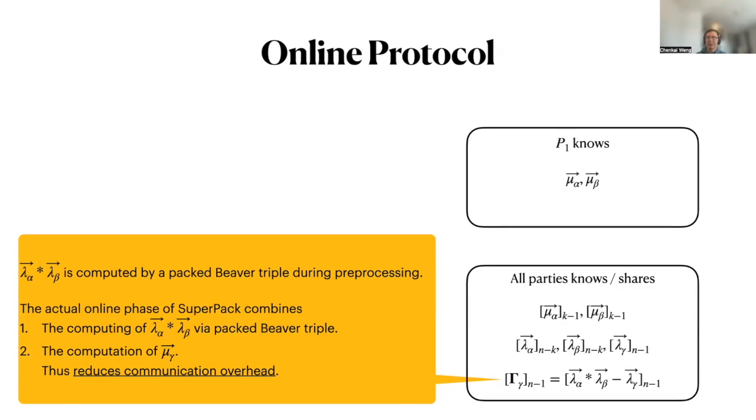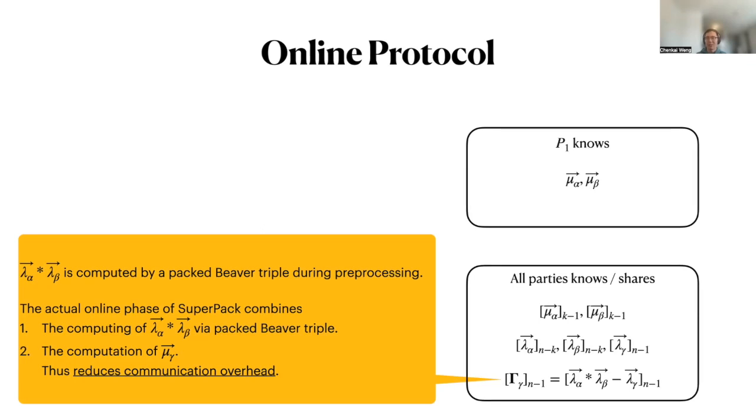The previous description of the protocol is a simplified version. Here, for this value of capital gamma gamma, we have an element-wise product of lambda alpha and lambda beta. And during the circuit-dependent preprocessing, this value and this product will be computed by a packed Beaver triple.